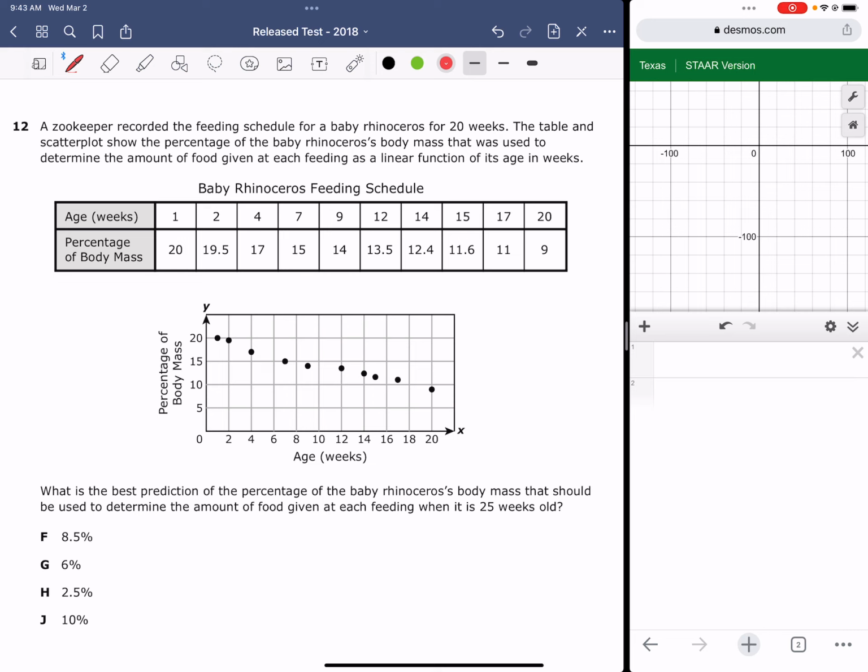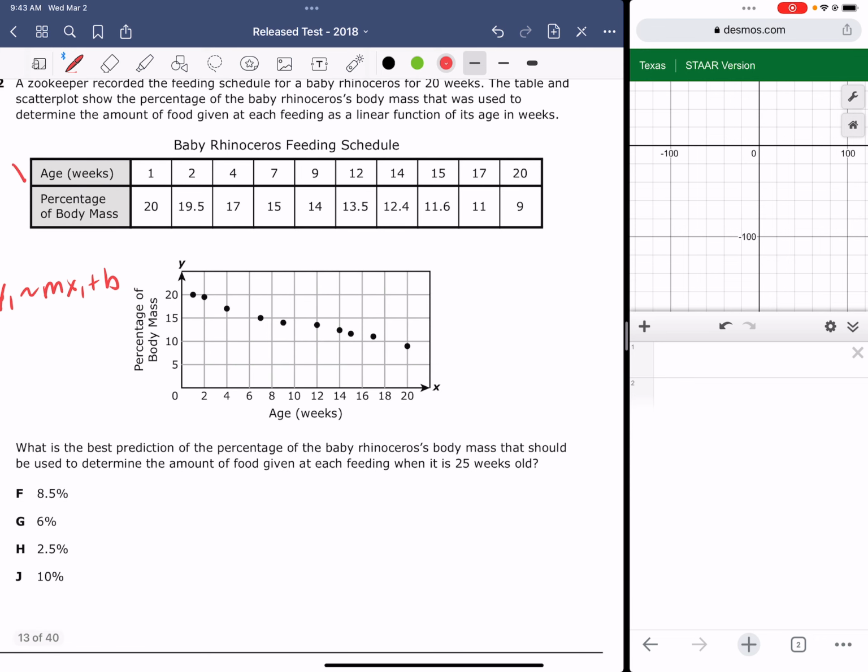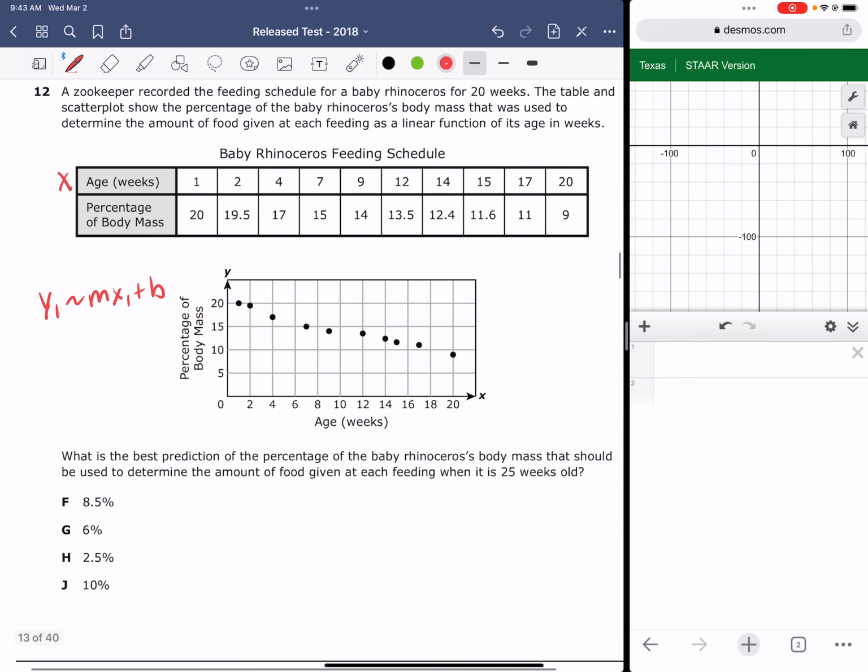The best way to answer this question is remembering your linear regression equation that we sometimes use in order to find slope. That equation is y1 is approximately mx1 plus b. When we type this table into Desmos, we need to understand that the top row is x and the bottom row of the table is y.